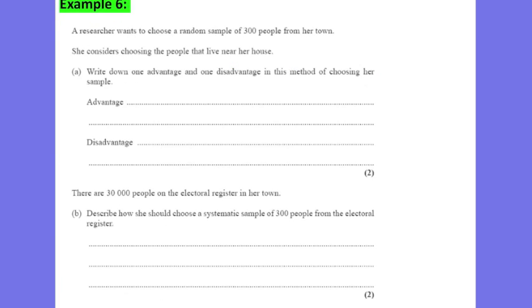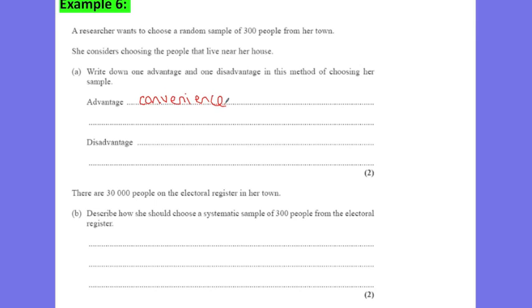So example number 6, a researcher wants to choose a random sample of 300 people from her town. She considers choosing the people that live near her house. Write down one advantage and one disadvantage in choosing this method for her sample. An advantage. Well, if she's choosing people that live near her house, clearly the advantage is that it's convenient. It's going to be easy. She just needs to go to the people that live as close as possible to her and ask them to be in her sample.